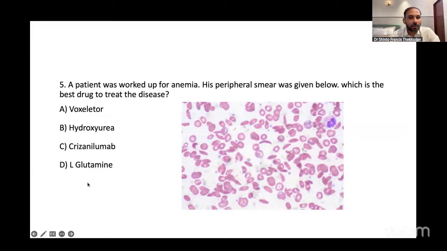And from the options also, you can narrow it down. These are all drugs used for sickle cell. So whether there is a smear or not doesn't make much difference. They can very well give it. So we have to connect the smear with the drugs. So voxelotor, hydroxyurea, crizanlizumab, L-glutamine. So probably this is the closest question framed. So all are drugs used for sickle cell anemia. So which one would you pick?